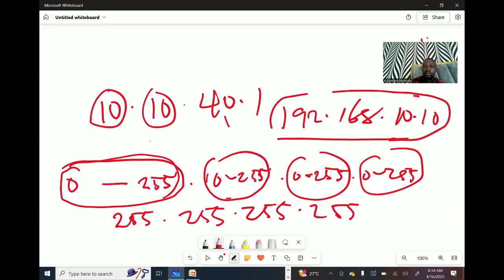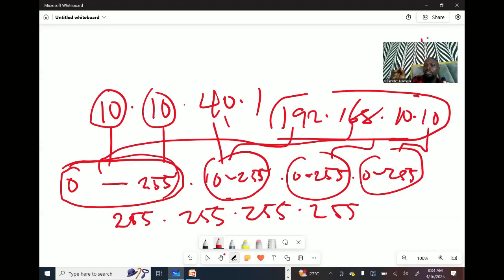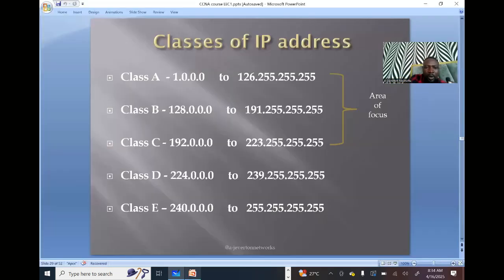Okay. This number falls within this range, and the same thing with this one. Each number falls within its range. So now let's go back to our PowerPoint.